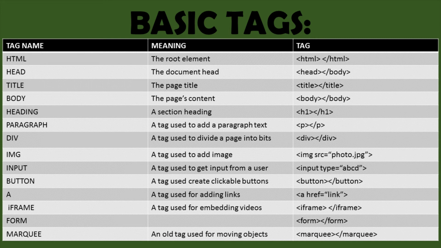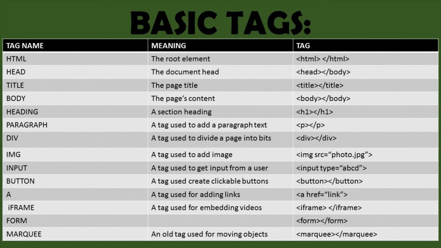So there's the input tag, which is used to get inputs from a user. There's a button tag, a tag used to create clickable buttons. You know what buttons are, right? The a tag is used for adding links. Iframe is usually used for embedding YouTube and Facebook videos. I don't know of any other website that supports it.